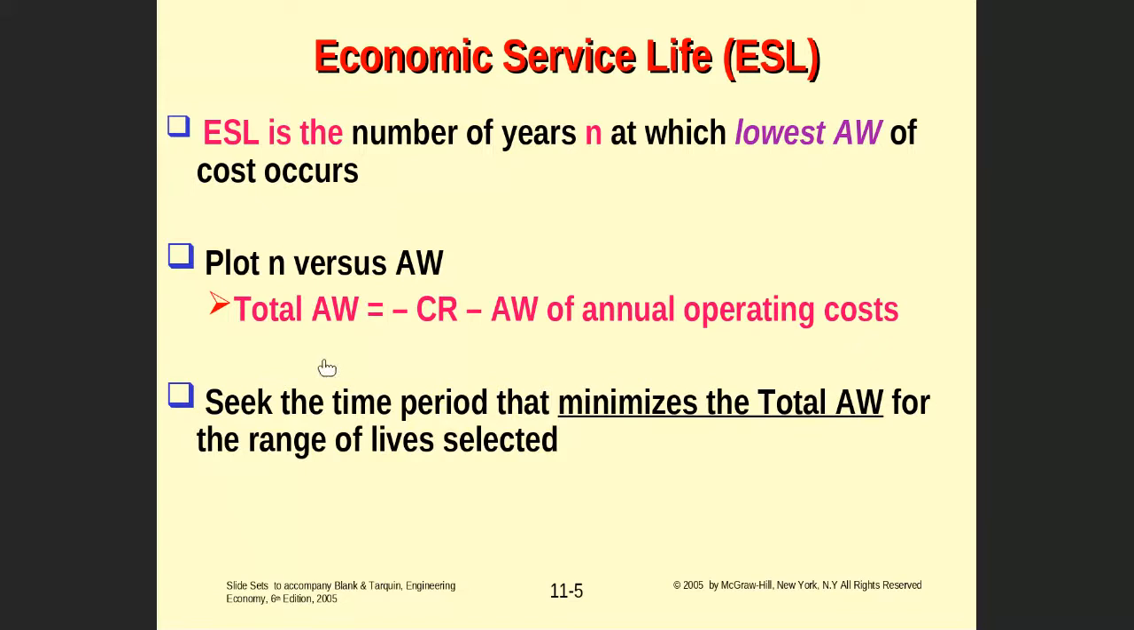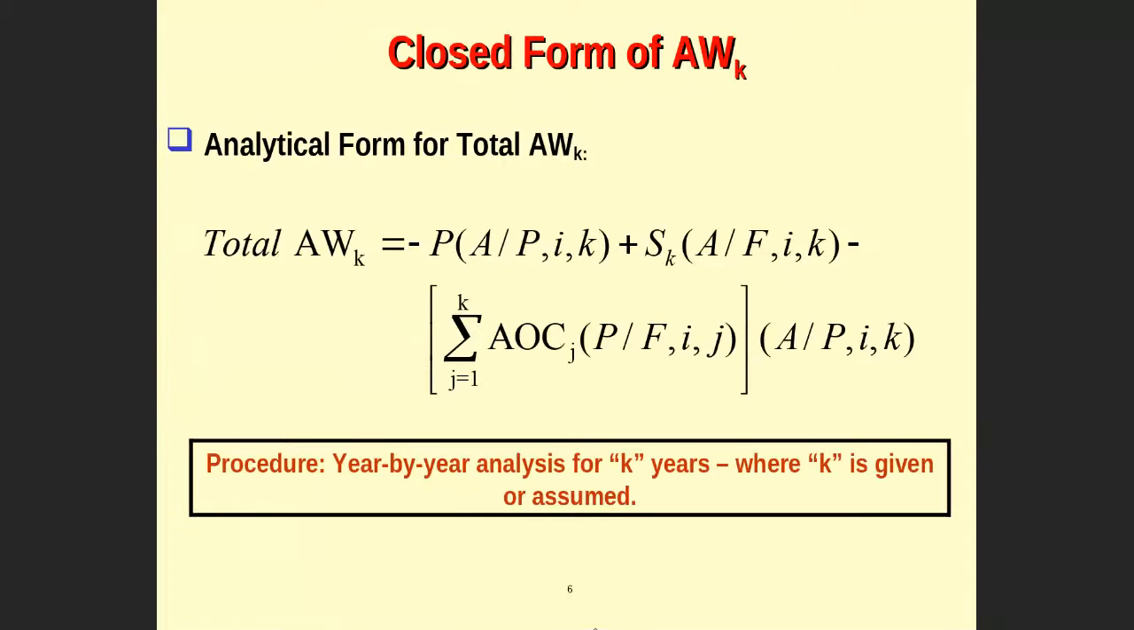The total annual worth, we all know it, and we seek the time period that minimizes the total annual worth for the range of the life selected. We will see examples, inshallah. I don't want you to worry about this formula, because basically what we are doing is finding the annual worth.